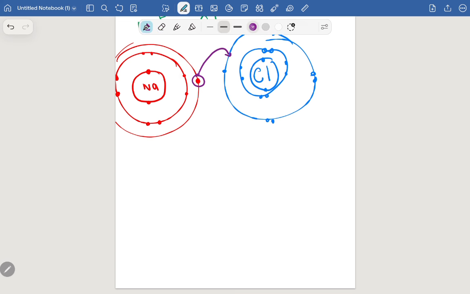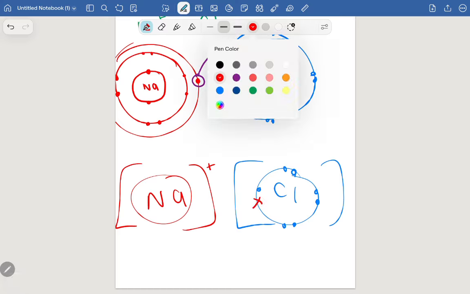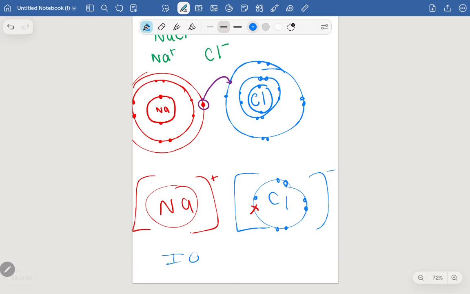This would be red, so it would be Na with the outer shell without anything because we gave the electron, plus, and then the blue one would be Cl. It would be Cl with the outer shell having 1, 2, 3, 4, 5, 6, 7, and 8 electrons. So because it gained an electron, it will be Cl-. So this process is called what? This process is called ionic bonding, and it results in something called an ionic crystal lattice if there are multiple of these ionic bonds together.